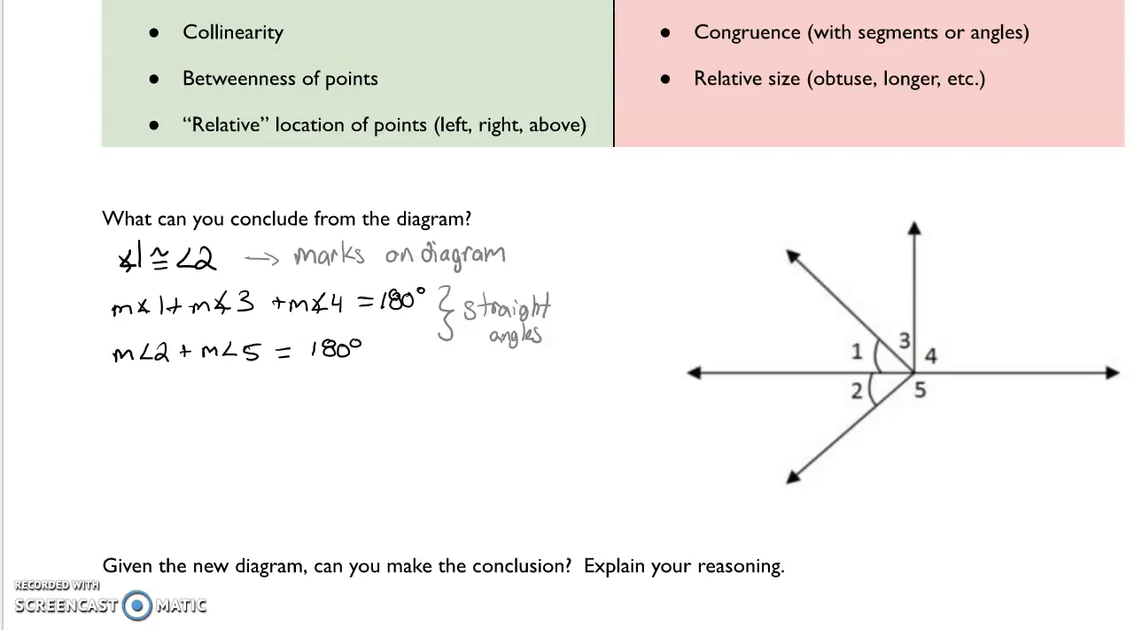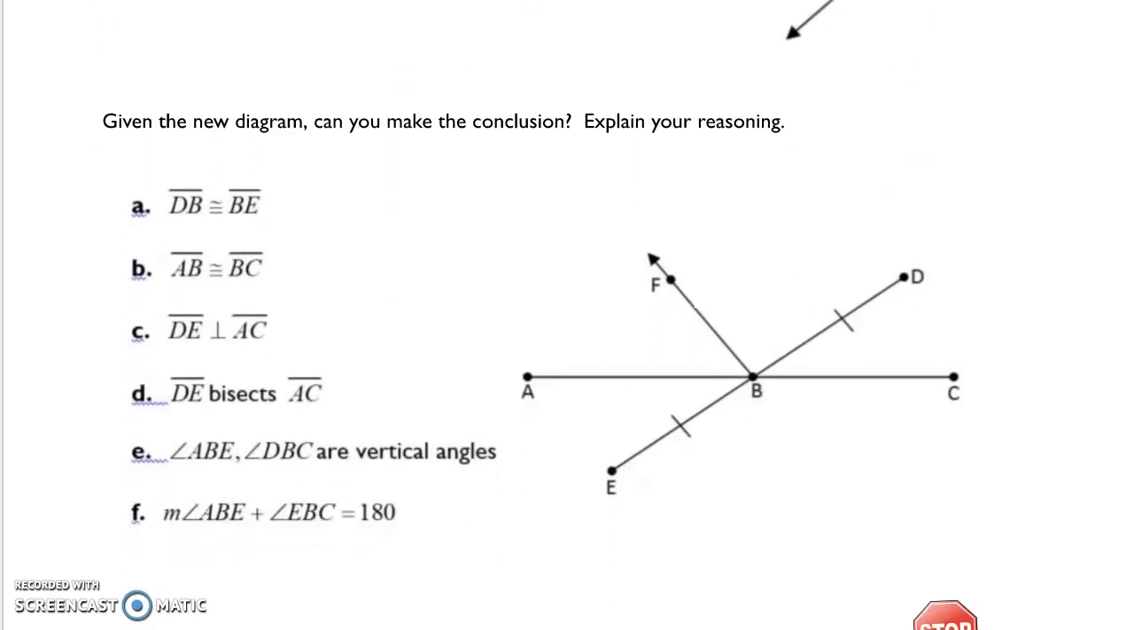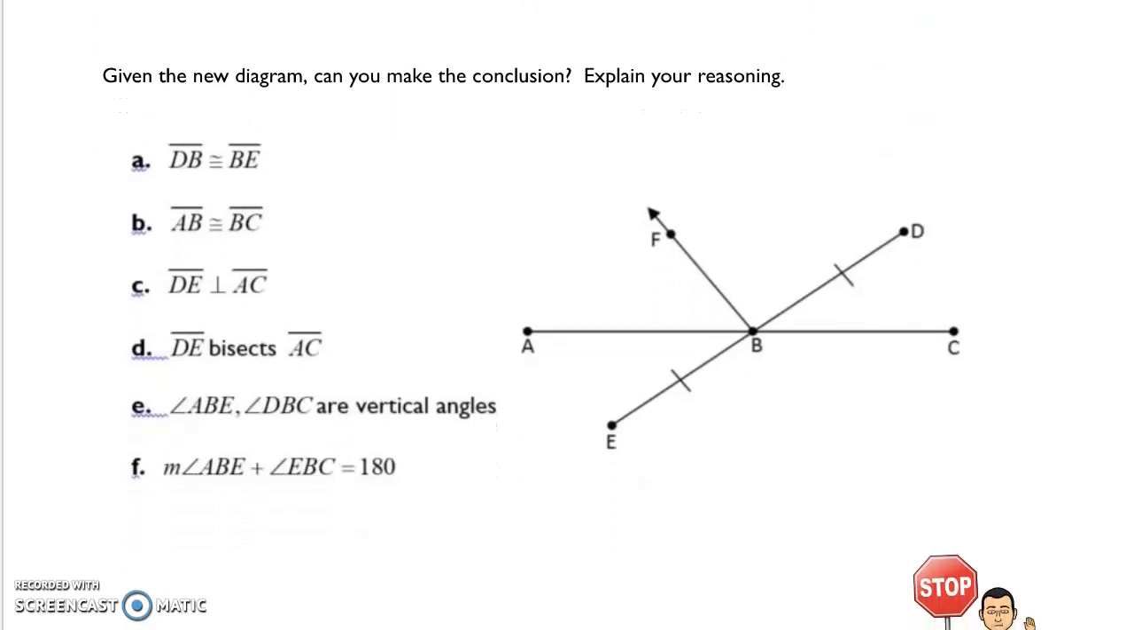All right, so now I'm going to give you a new diagram. Can you make these conclusions? Can you conclude that segment DB is congruent to segment BE? If so, why? So for example, I'm looking here. Can I conclude that segment DB is congruent to segment BE? Yeah, of course I can. I have those tick marks telling me that I can. Okay? So see if you can come up with a conclusion for the rest of this.